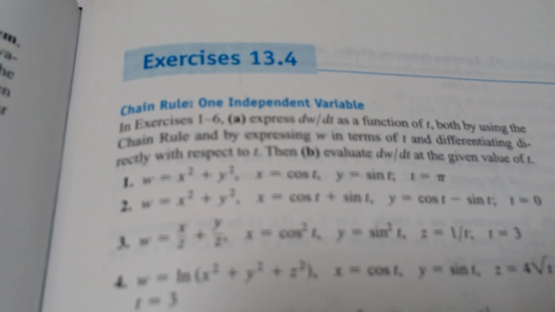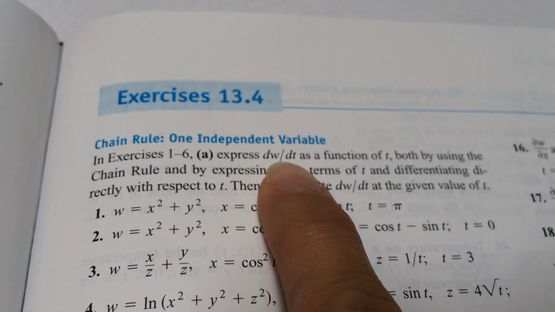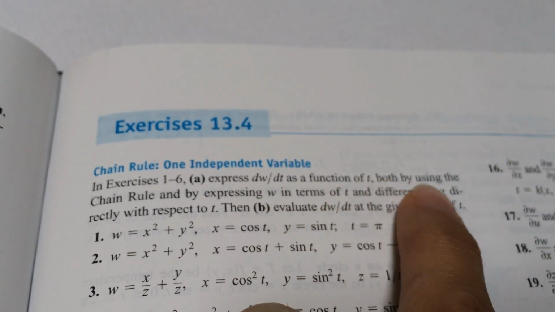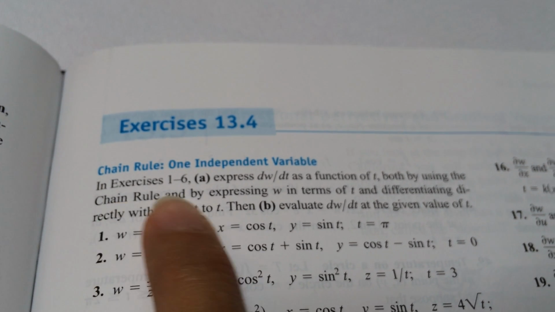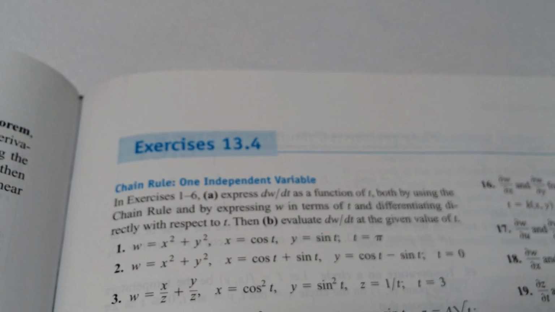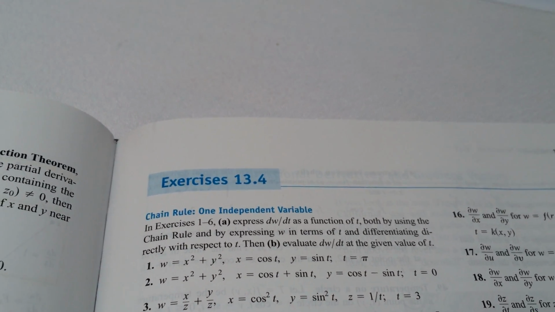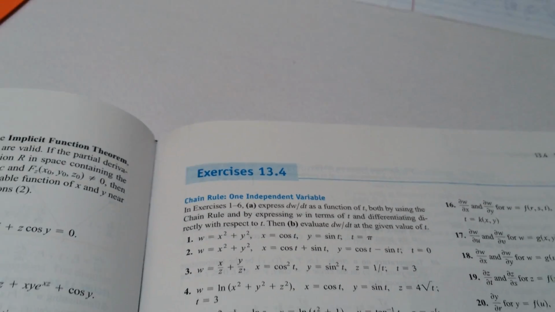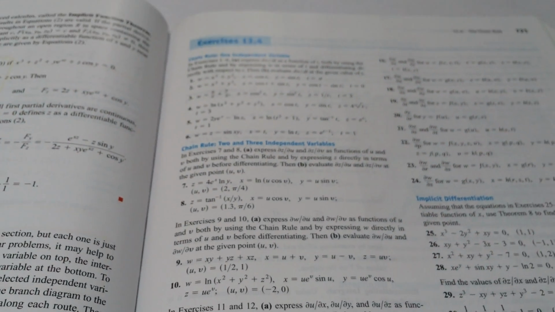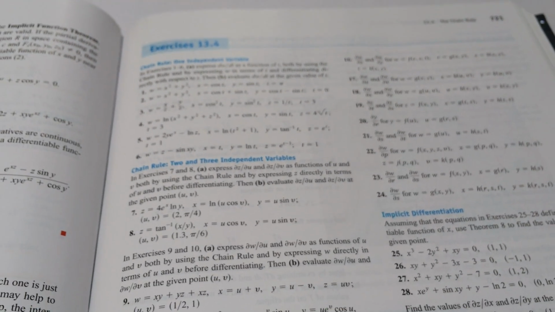So you can see what I'm talking about. If you look at 1 through 6, you're expressing dw/dt as a function of t, and here are the 2 ways: both by using chain rule and by expressing w in terms of t and then differentiating with respect to t. And then in part b, you're plugging in the number. So again, please do it both ways. I think it will really help you to understand. It's only 1 through 12 that you have to do that on, and when you get past that, you can just do chain rule, but it'll really help you to understand chain rule better if you do that. So we are going to look at number 1.